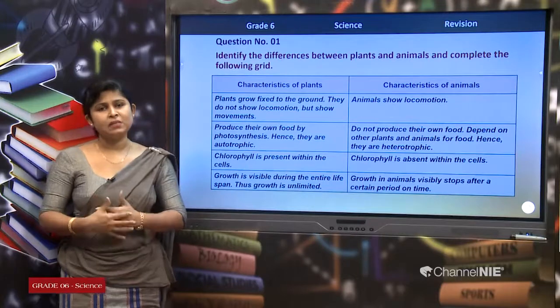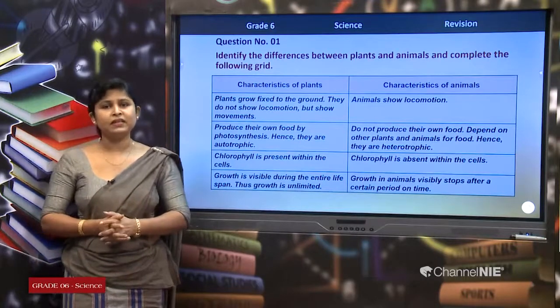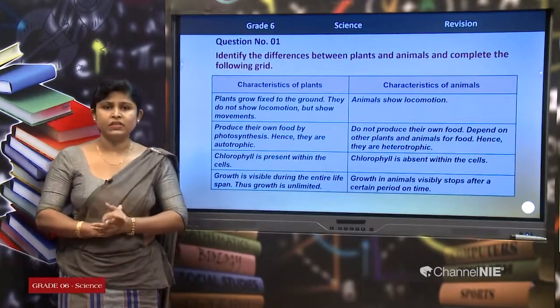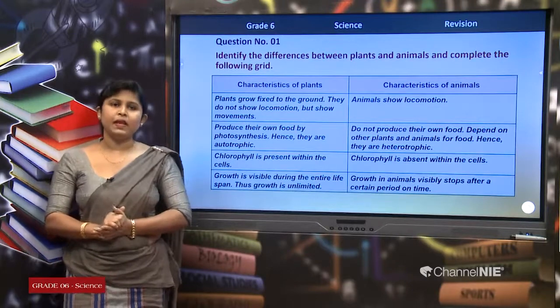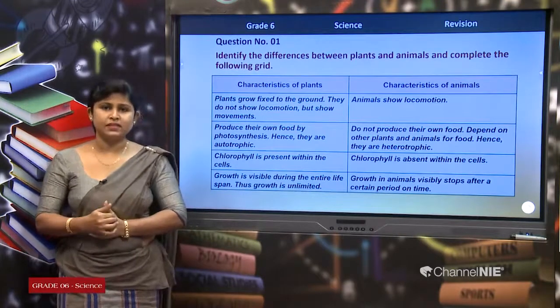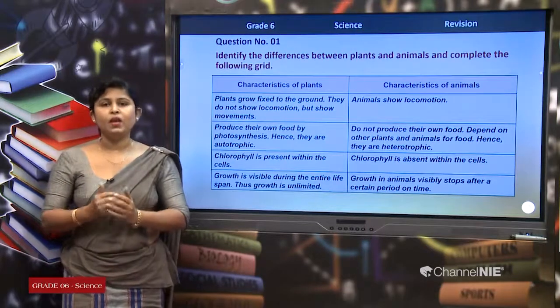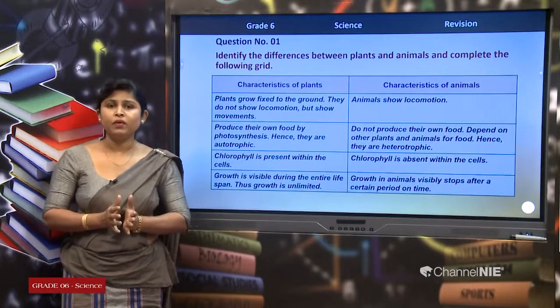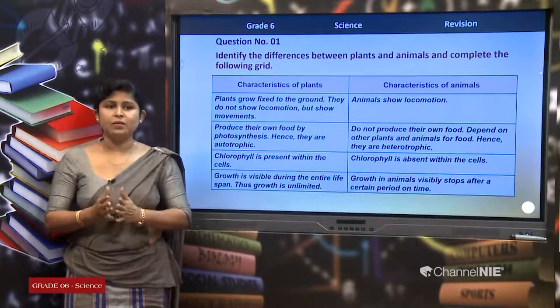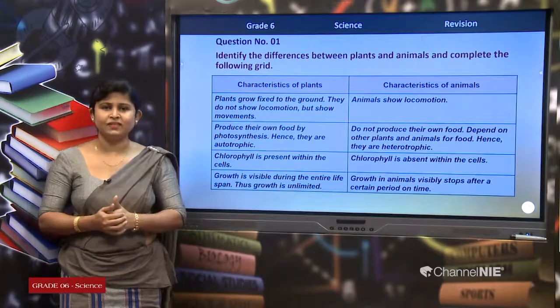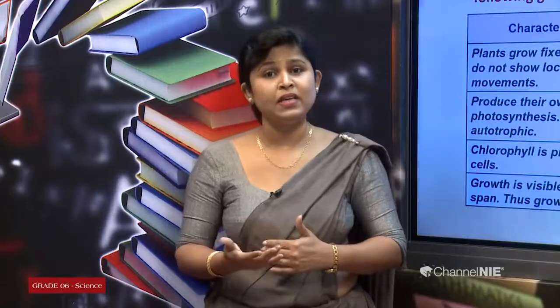Both plants and animals can show movements, but locomotion is a common feature only for animals. Plants can show some movements, but they can't do locomotion. Locomotion means movement from one place to another. Animals can move from one place to another. We know that. They have different appendages for that.